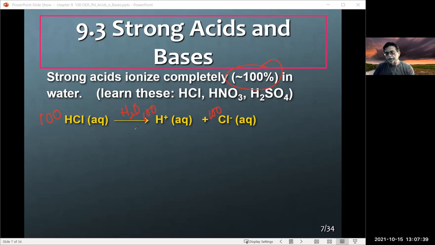Now, a lot of people have trouble with this concept here, 100 HCl's to give me 100 protons and 100 chlorides. And the best way to think of this, maybe think of it as an analogy, is, oh, got a question, one second. Whoa, we didn't finish chapter, hold on.